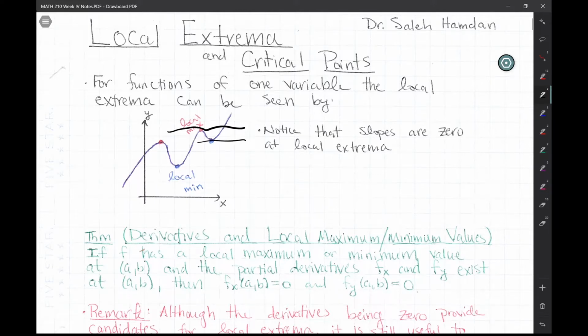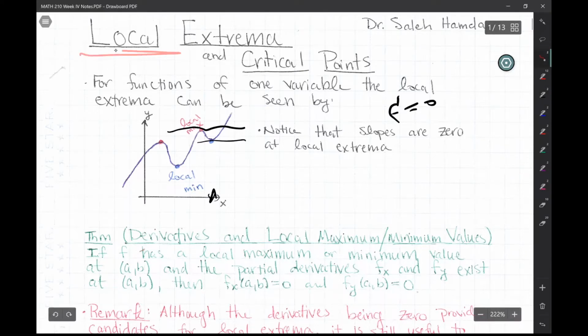The derivative there is 0 for functions of one variable. So another way of saying that the slope is 0 is that f prime equals 0 at the x's that would correspond to where the local extrema are.